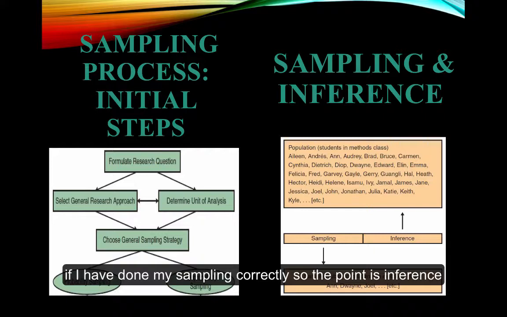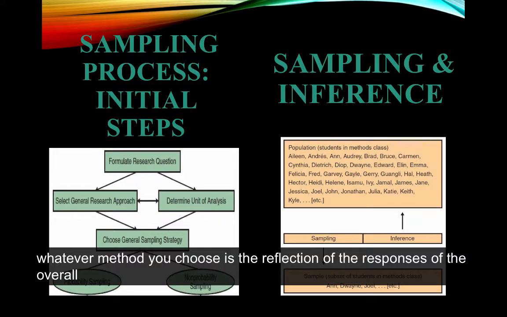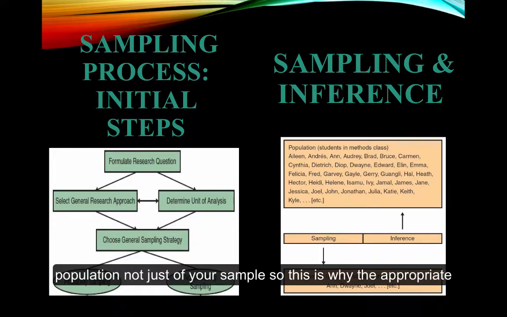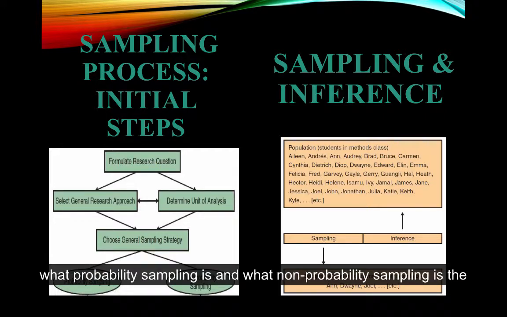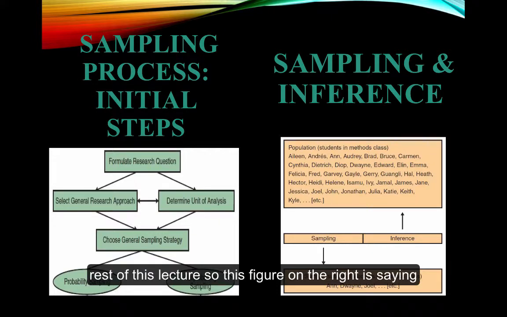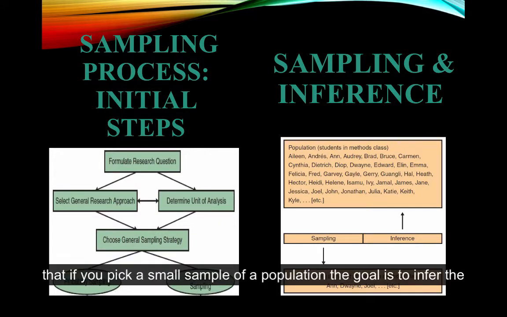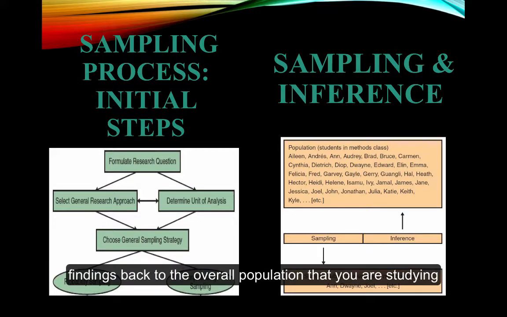So the point is inference, to say that what you found in your surveys or interviews or whatever method you choose is the reflection of the responses of the overall population, not just of your sample. So this is why appropriate sampling is super important. But before we get into how that works, I need to set up what probability sampling is and what non-probability sampling is in the rest of this lecture. So this figure on the right is saying that if you pick a small sample of a population, the goal is to infer the findings back to the overall population that you're studying.